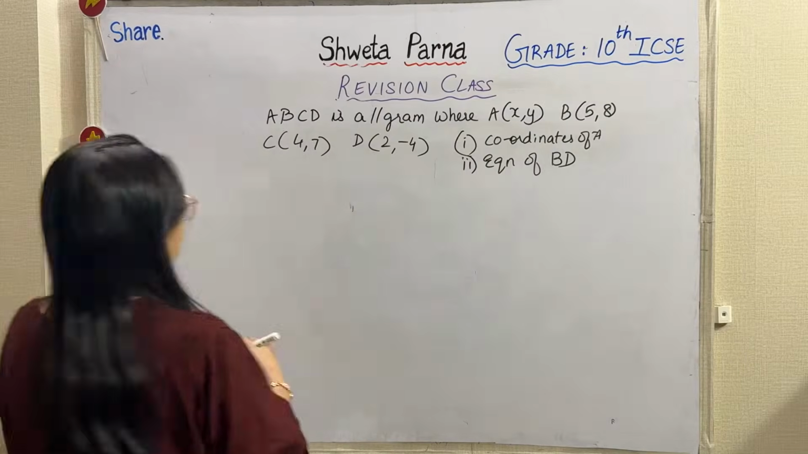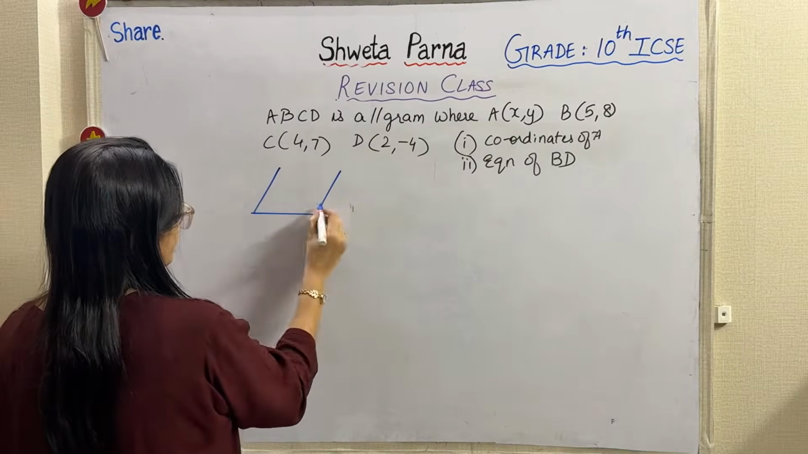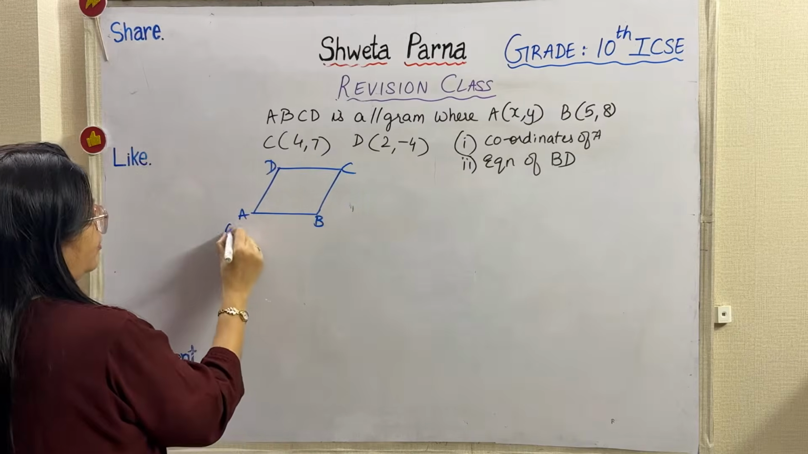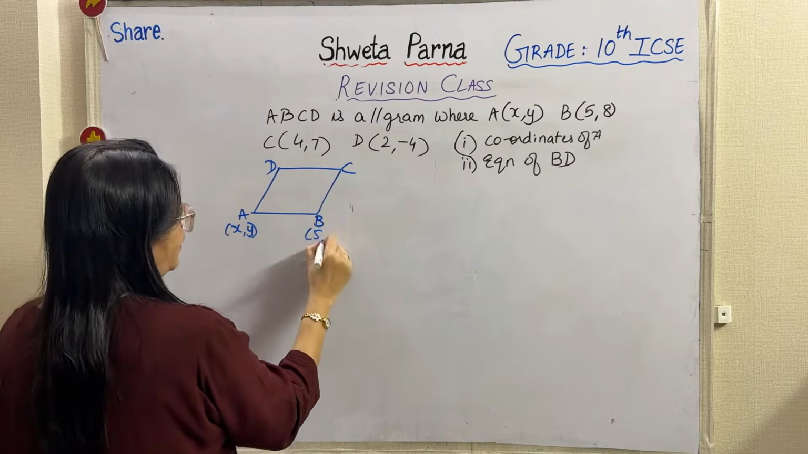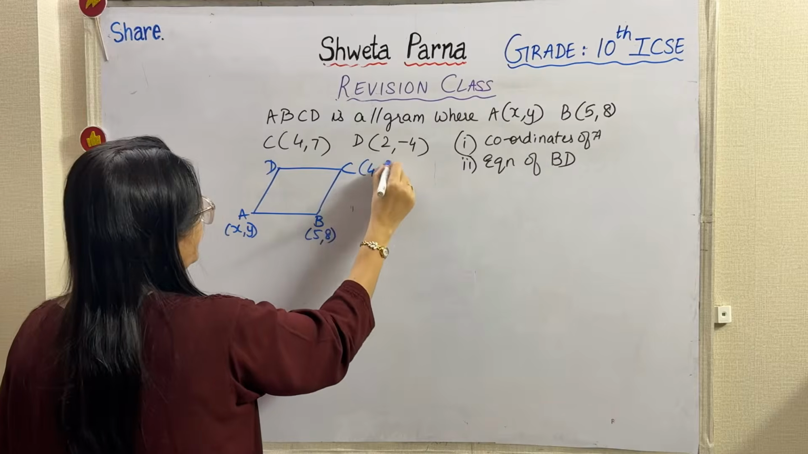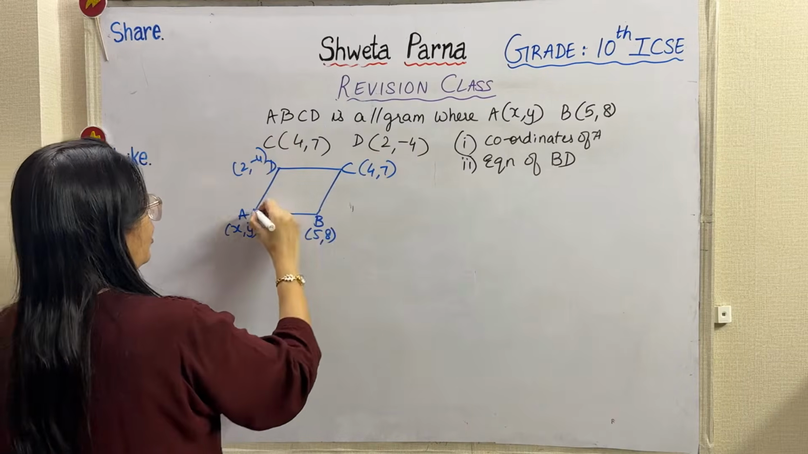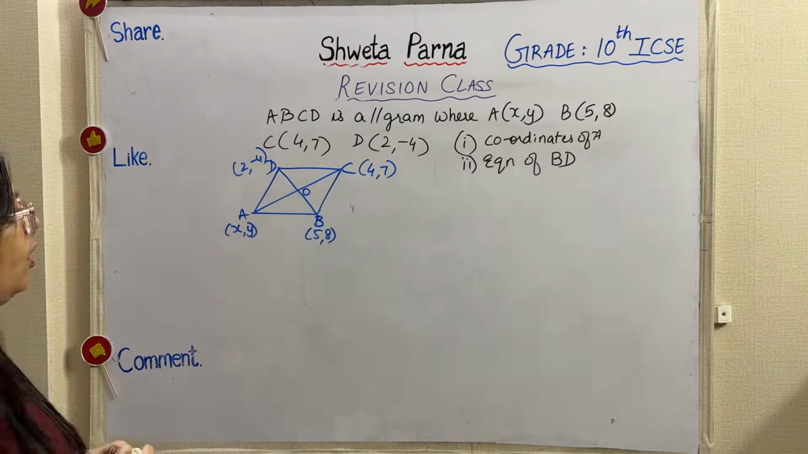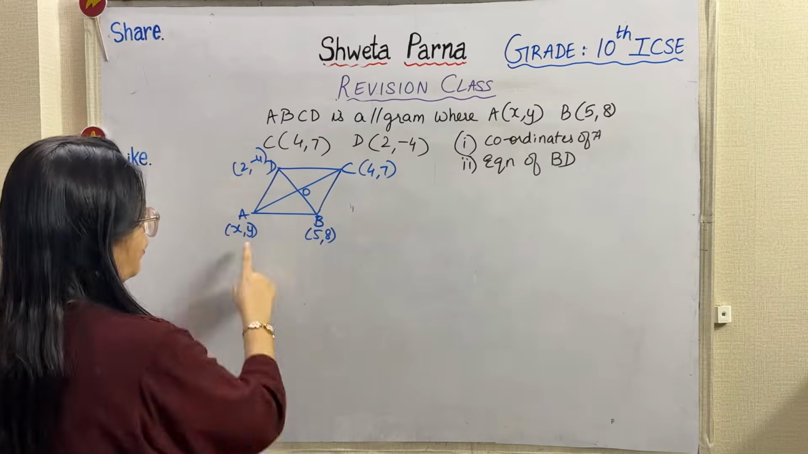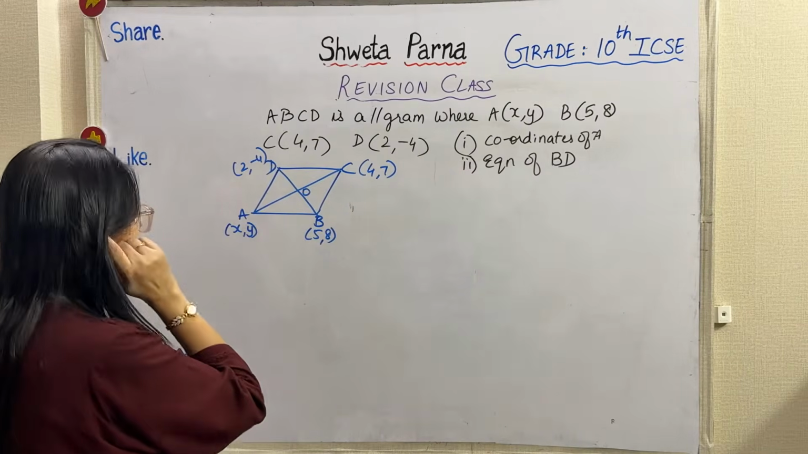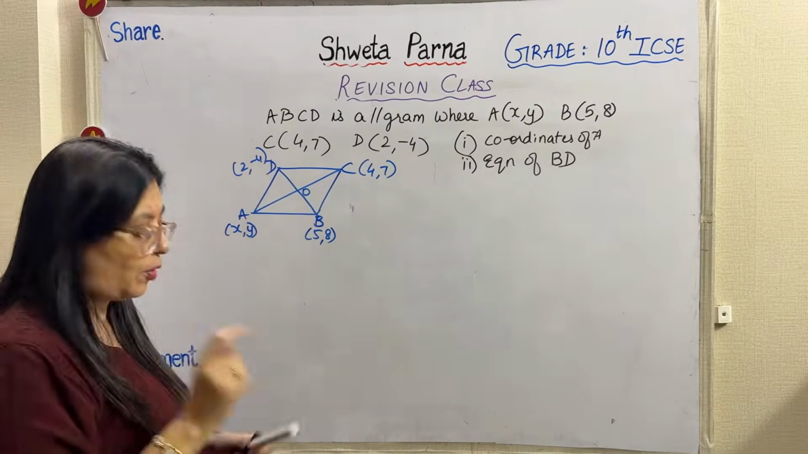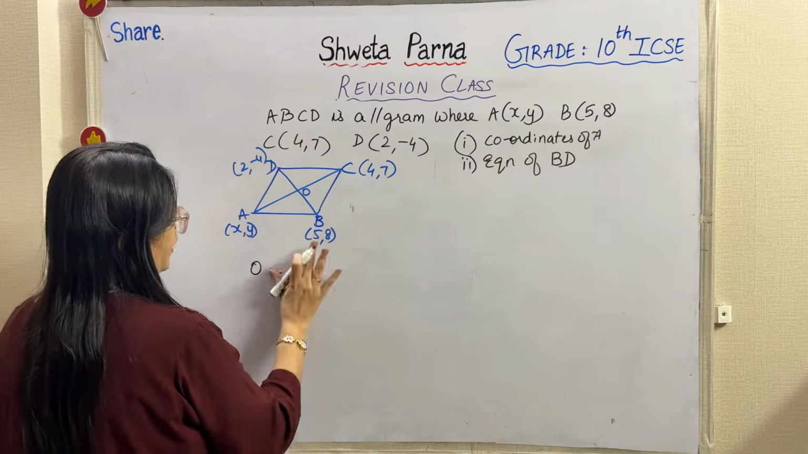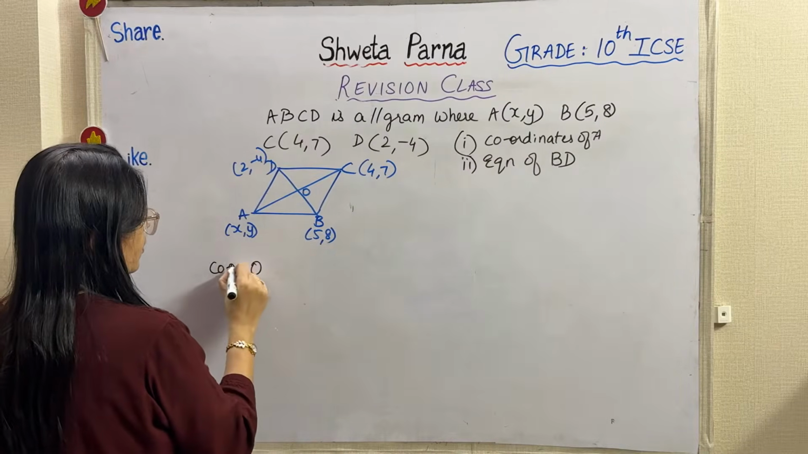See here, draw the parallelogram first. A, B, C, D. A is (x, y), B is (5, 8), C is (4, 7) and D is (2, -4). Draw the diagonals. The intersection point of the diagonals is O. Now you have to find the coordinates of A. The diagonals bisect each other, so first find the coordinates of O, which is the midpoint.